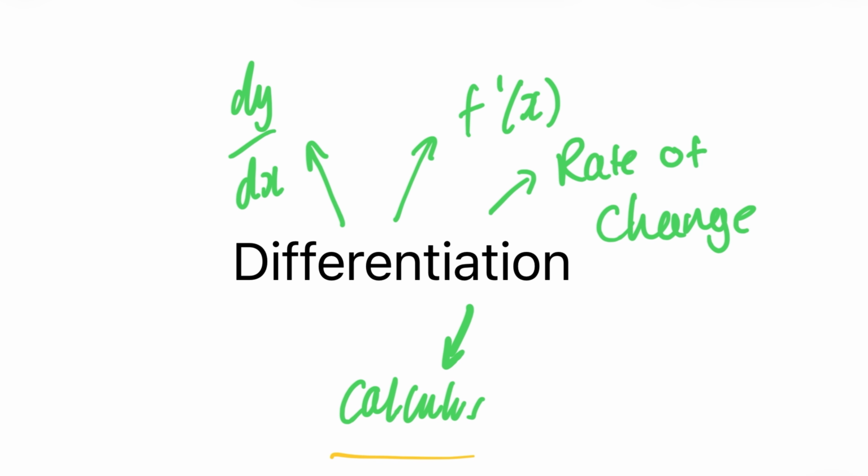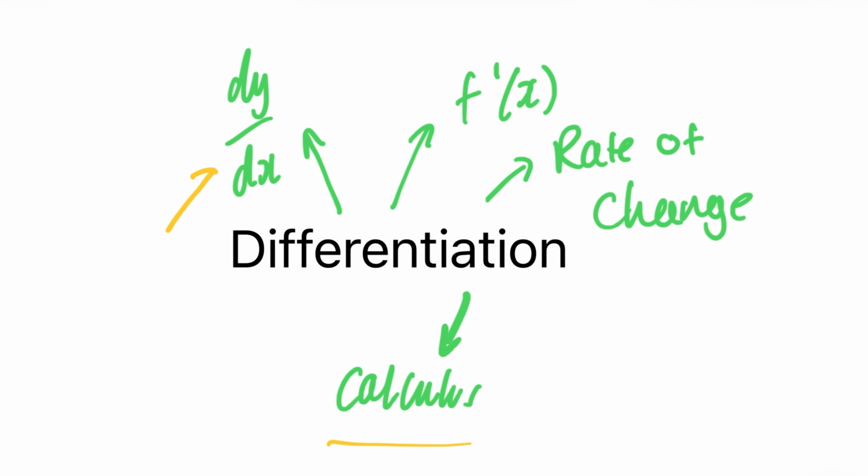So, differentiation is one of two branches of calculus. We've got differentiation and integration. Integration we don't need to know for GCSE. So what is differentiation? Well, it measures the rate of change, more specifically the rate of change of a function. And it's represented by two different types of notation.